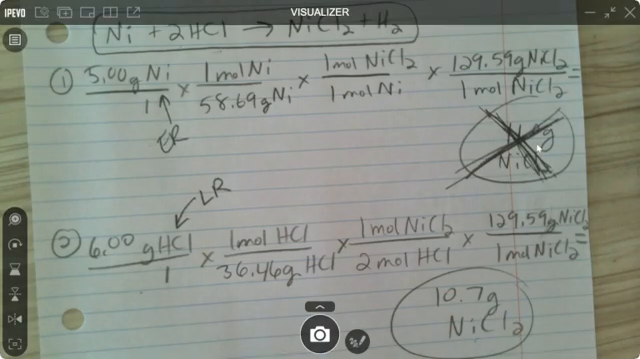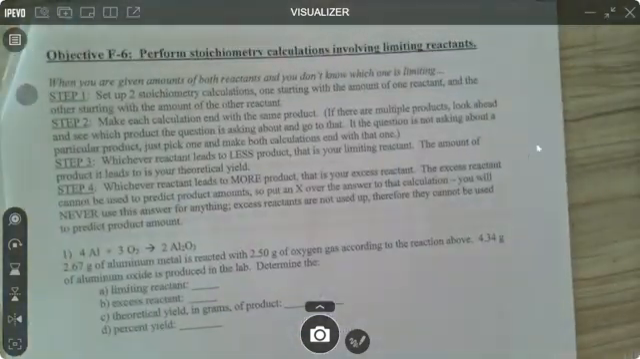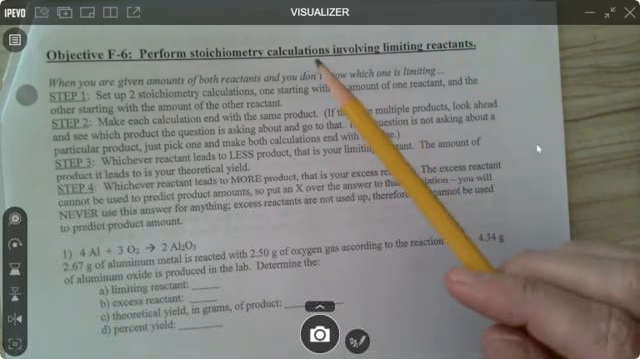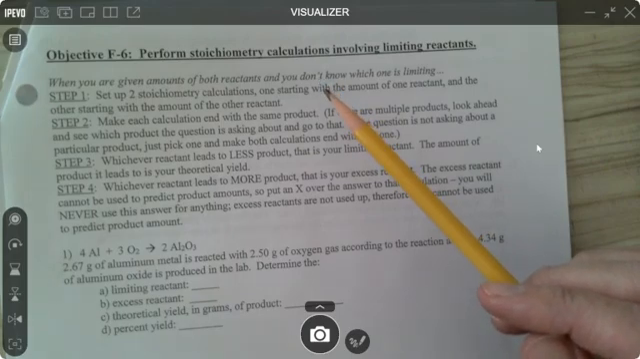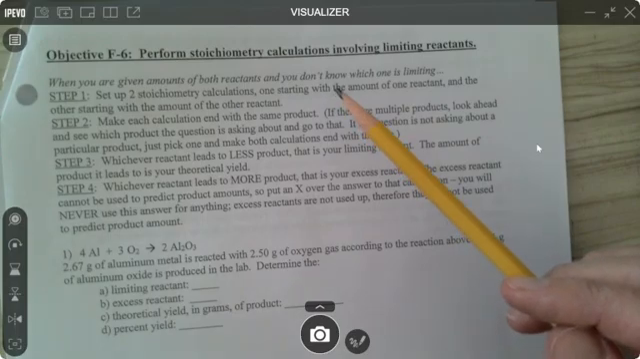So if you could turn to F6, all these steps at the top of F6 are basically what I just guided you through, okay? F6 is all about performing stoichiometry calculations when both reactant amounts are given, and I don't tell you which one is limiting. Up to this point, I've told you which one is limiting or which one is excess, so you know to start with limiting, okay?